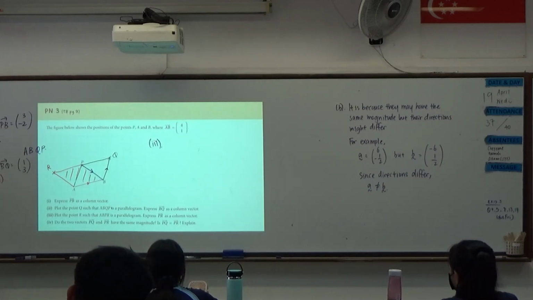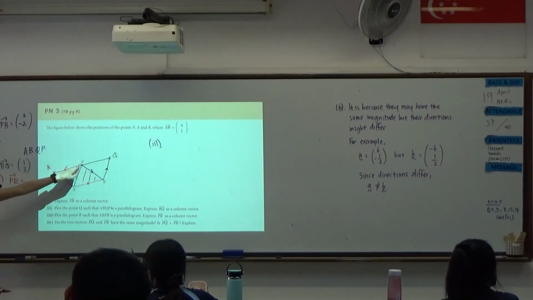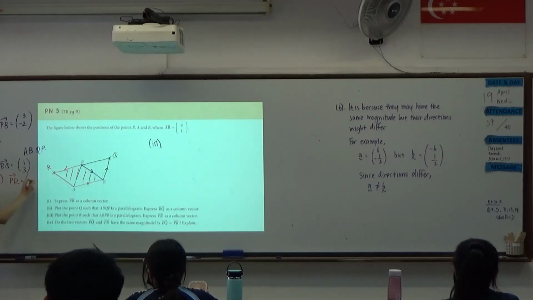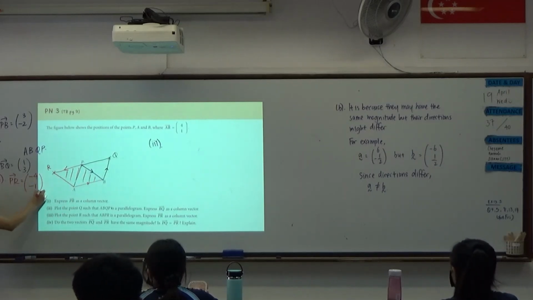Therefore, for part 3, our PR will be this direction. So going down by 1 unit and then going left by 4 units. So negative 4, negative 1.